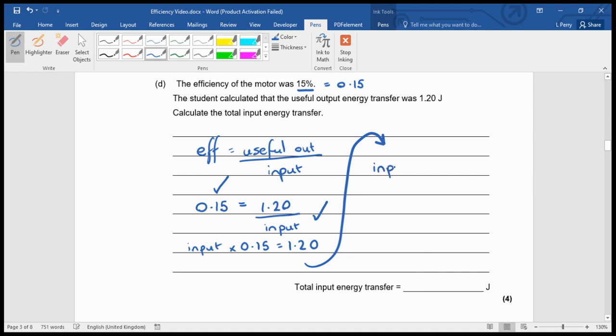So it's going to become input equals 1.20 divide by 0.15. That gets me another mark for correct rearranging. And then I type it into my calculator, and it comes out as 8. So my answer is 8. Done. 4 marks.